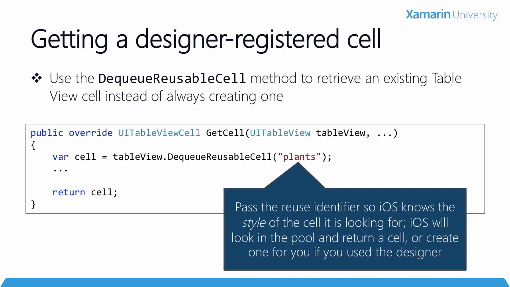However, if you don't use the designer, and you're doing it in code, then the DequeueReusableCell method will return null if no cell is available. Because the system doesn't know about the reuse style, there's no way for it to create it, and therefore we'll have to do that generation on our own in code.